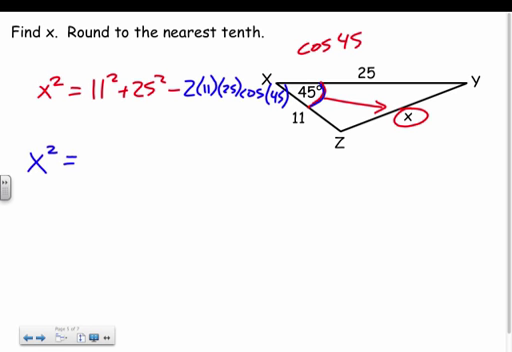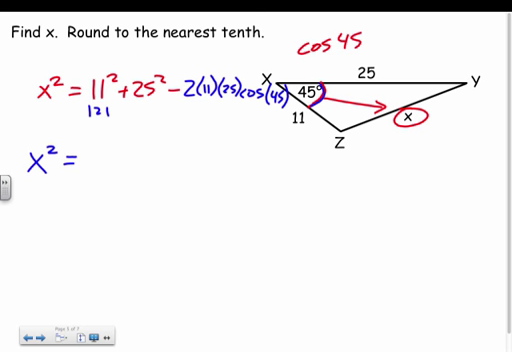So x squared equals, well, 121 plus, this is 121, this is 625. I can put those together right away. So 121 plus 625 is 746 minus, let's simplify. Well, 2 times 25 is 50. 50 times 11 is 550. So I've got 550 times the cosine of 45 degrees.